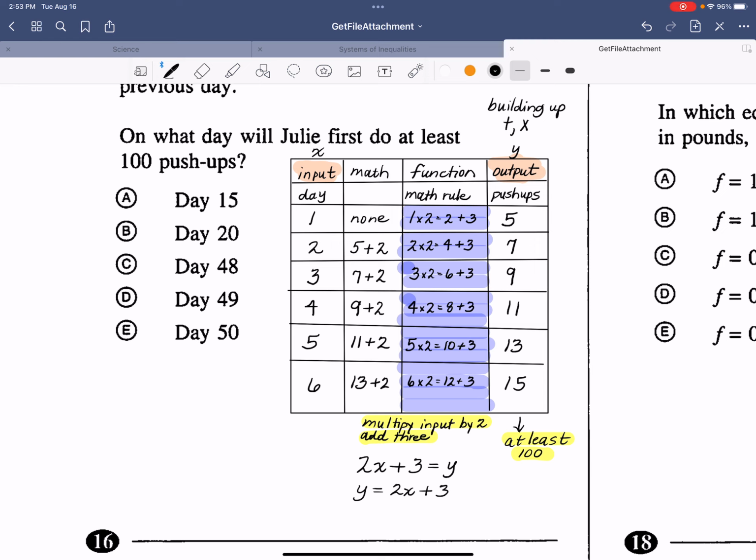And remember, we want Y to be at least 100. So the 2x plus 3 part of the problem has to come up to at least 100. So that gives me the function in equation form that I'm looking for. Now I need to solve it. Once you get that equation written out, or inequality in this case, let's solve it.